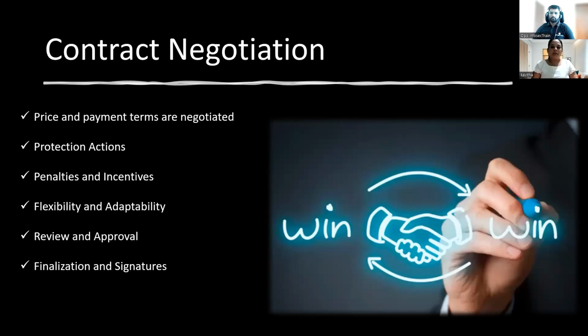And penalties. No one wants to face penalties. Yes, I understand. It's not just the penalties, incentives also you need to mention there. For example, this is my target for this year, and if you achieve this much target, what would be the incentives? This is like upselling, right? So both have to be mentioned, plus and minus. People only talk about plus. They don't mention the minus.